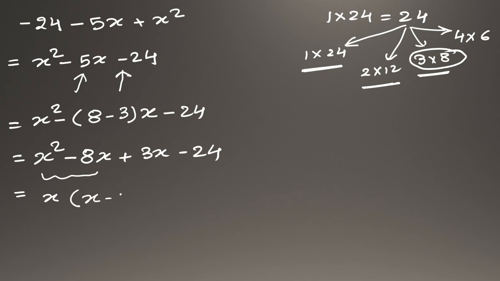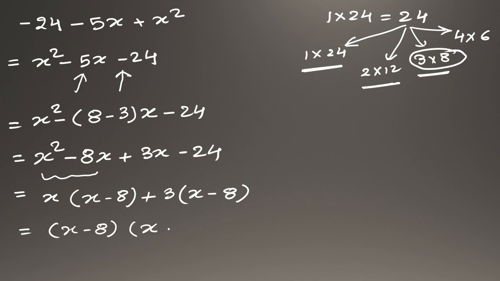So it will be x minus 8 plus 3 common. It will be x minus 24 divided by 3 will be 8. So it will be x minus 8 can be taken common from the whole polynomial, and another bracket will be x plus 3. Okay, this will be the answer.